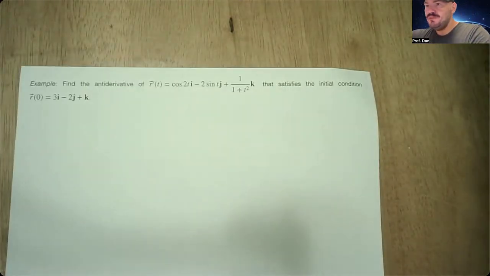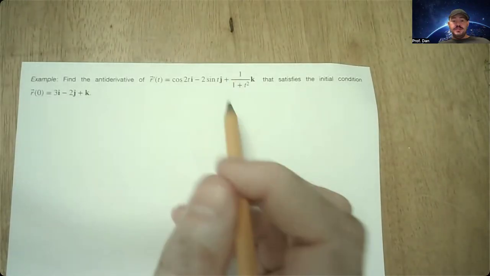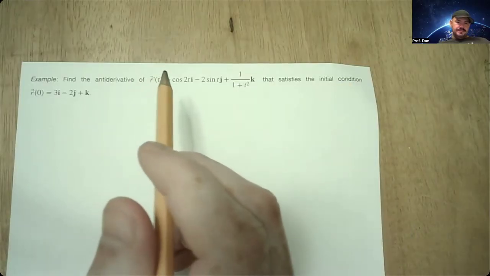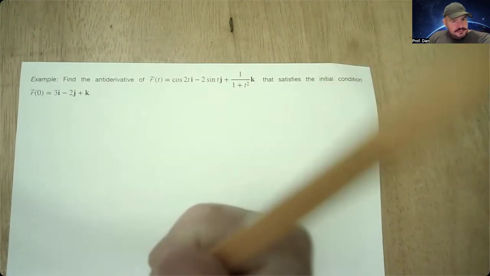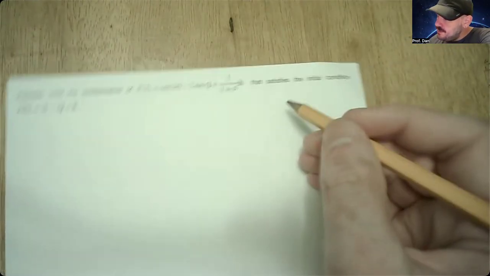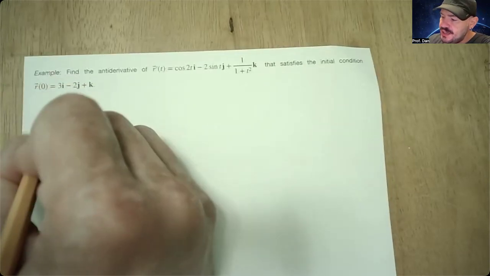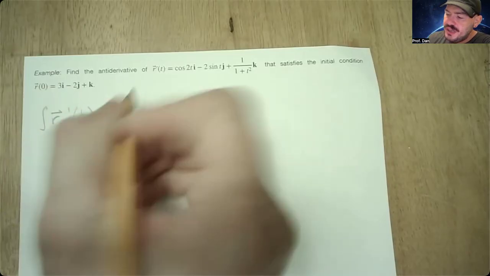One more example for you. We want to find the antiderivative of this vector valued function that satisfies this initial condition. So start off by just taking our integral. So I want to take the indefinite integral of r prime of t with respect to t.